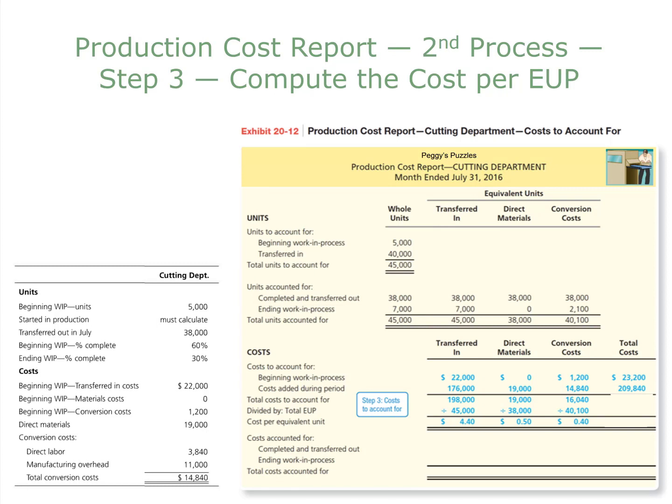The last part of this third step is to complete the total costs column. For total costs to account for, you can either add them from left to right or add vertically by adding beginning work in process total costs and add that to the total costs added during the period to get $233,040 of total costs to account for. Then the final part of this step 3 is to calculate the total cost per equivalent unit, which adds $4.40 and 50 cents and 40 cents to get $5.30 of product costs per equivalent unit.